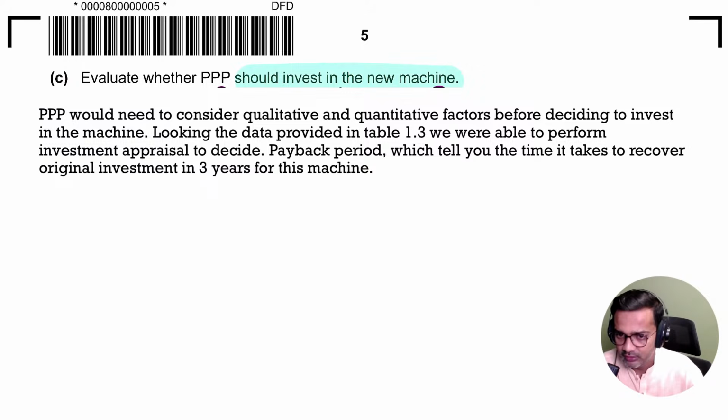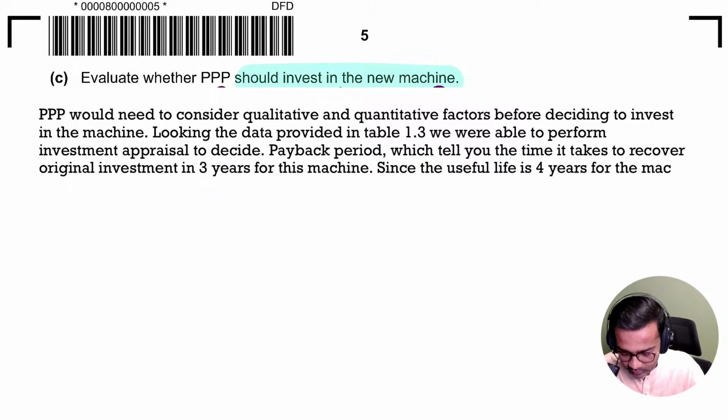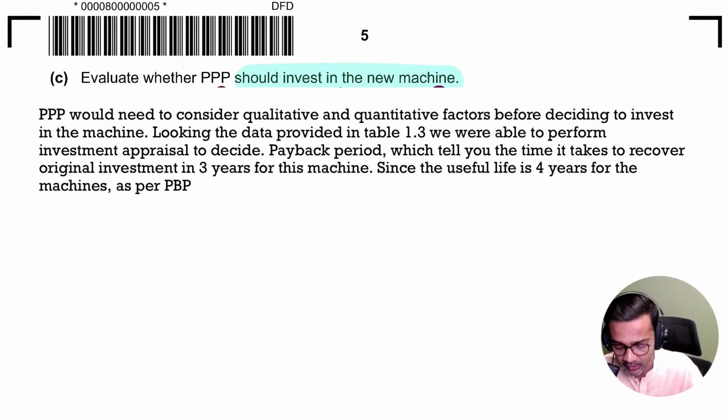Now with each technique you have to decide whether this is good or bad, and the way to decide payback period is that as long as it is under the useful life, you're good. So that's what I'm going to write here. Since the useful life is 4 years for the machine, as per payback period, you write the full form, okay? As per payback period, this would be a good investment. Okay.